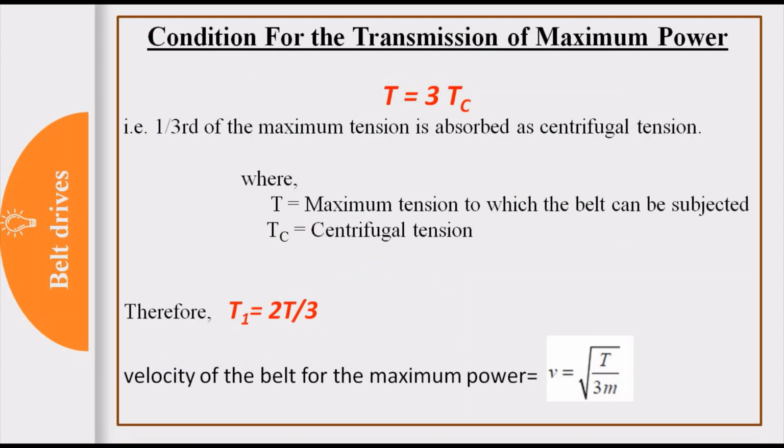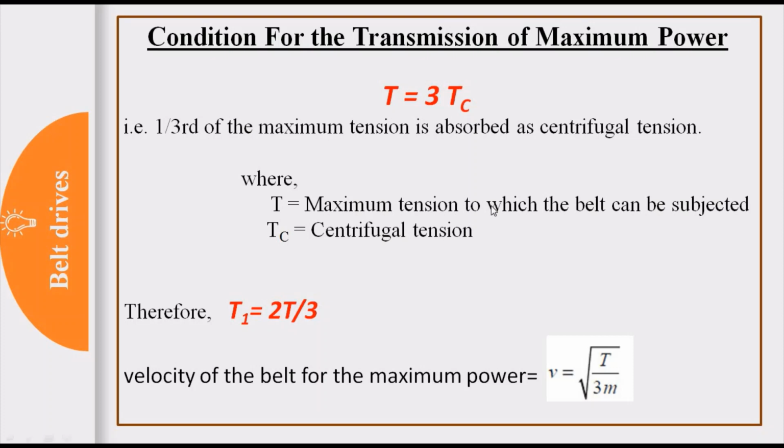Okay. So next, condition for transmission of maximum power. We have seen power transmitted by the belts. How much maximum power will be transmitted, that we should know. So if we want maximum power, two things should be maximum. First is tension. Larger tension should be there, which must be equal to the maximum permissible value of the belt. And second is the maximum frictional force. If tension is maximum and frictional force is maximum, then and only then can we get maximum power.